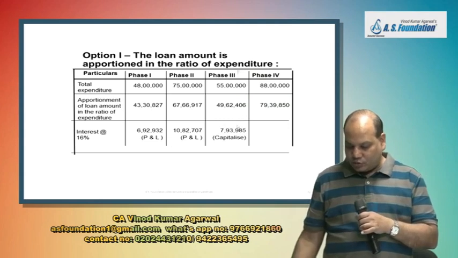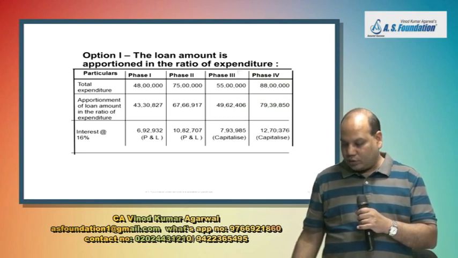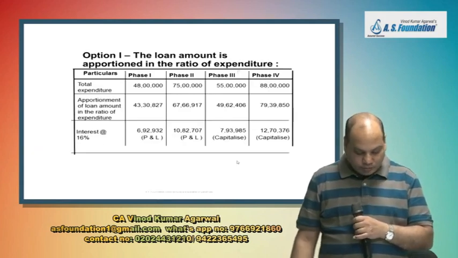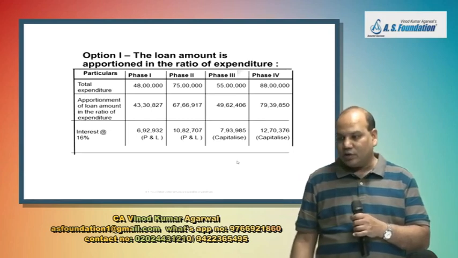And these two, 793,985, 1273,76. Add these two. This amount will be still capitalized. That is 20,64,361. Check, is it right?